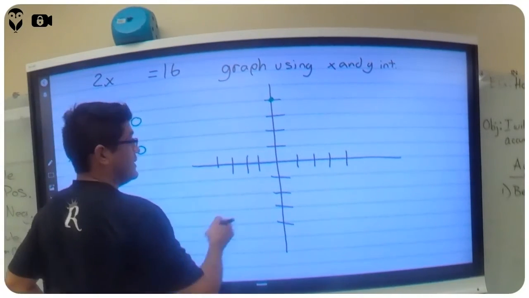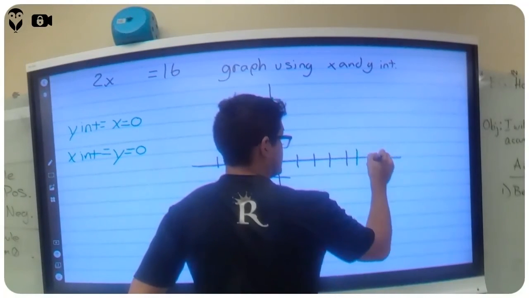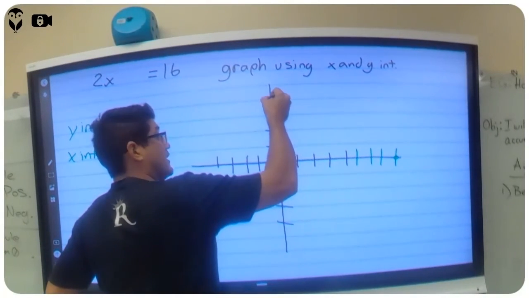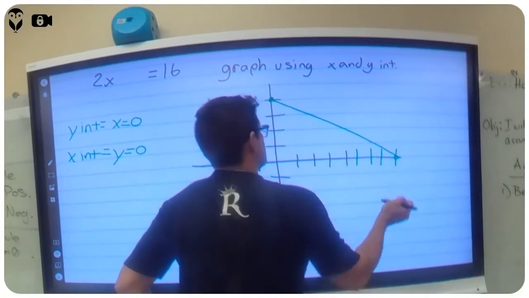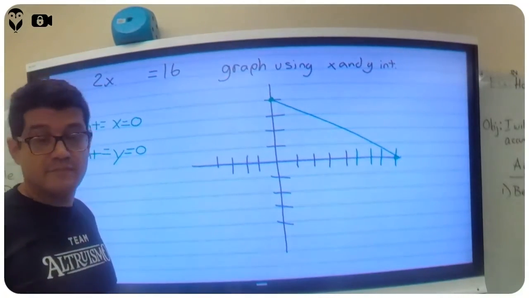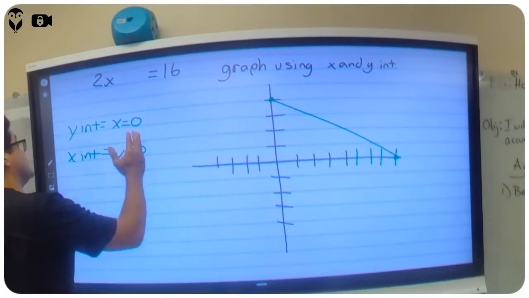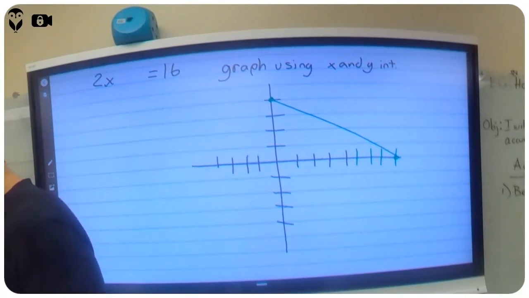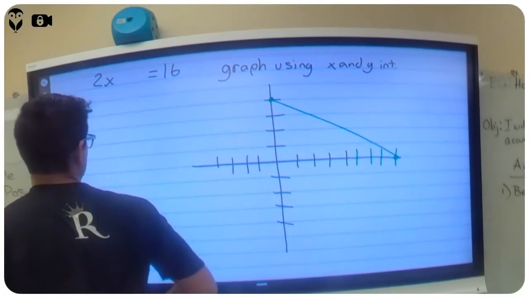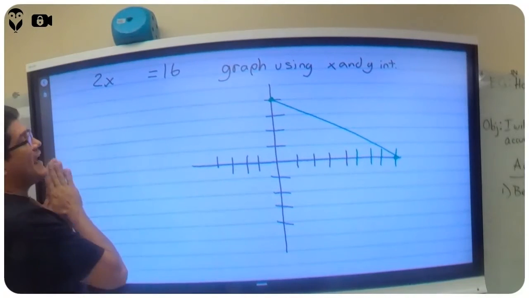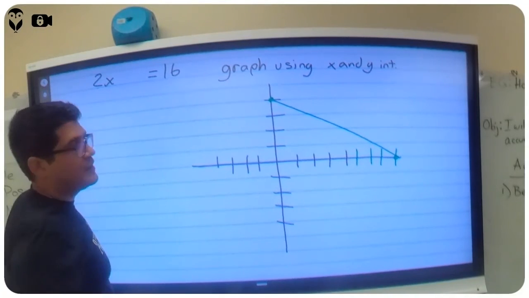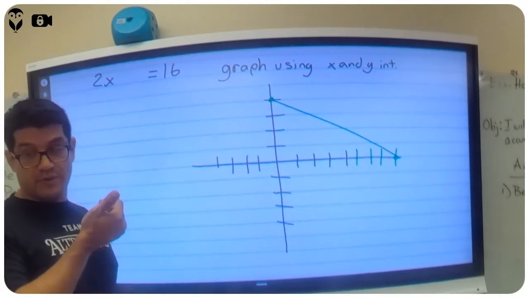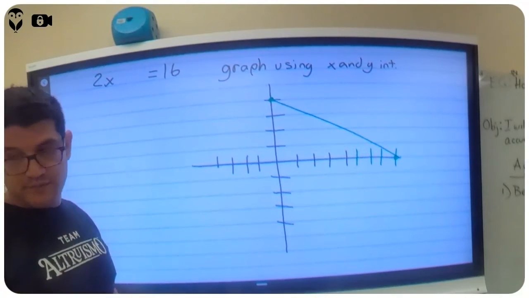So I didn't make enough lines. 4, 5, 6, 7, 8. And there you go. I only need 2 points to graph a straight line. The other recommendation they had was making a chart. Let me see if they asked me to make a chart for this one. No, they asked me to make a chart for this one. So this is using the x and y intercept to graph. The thing is, the x and y intercept is not always a whole number, so it's not used very often.